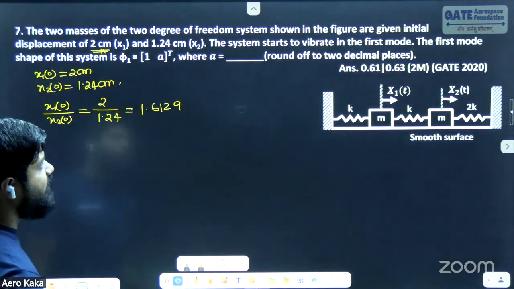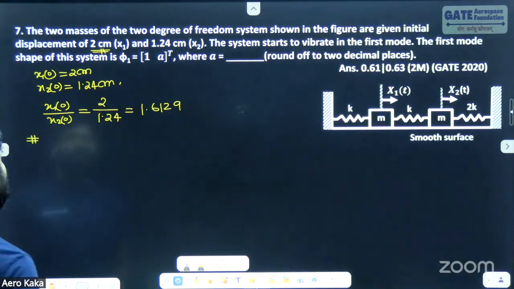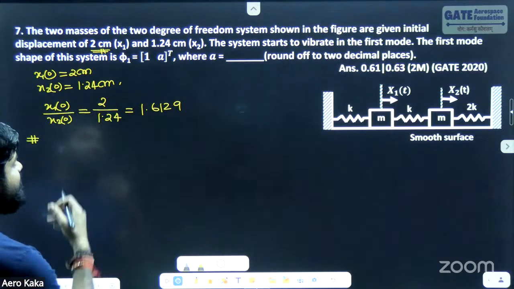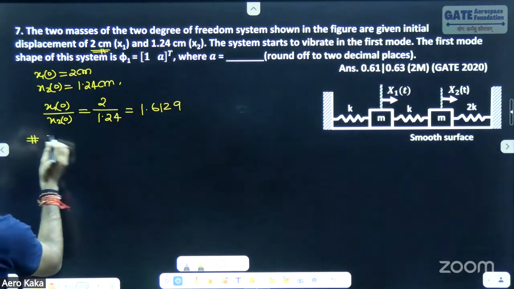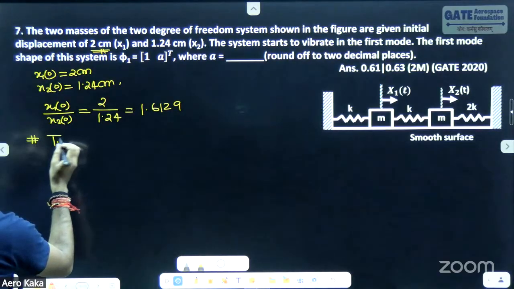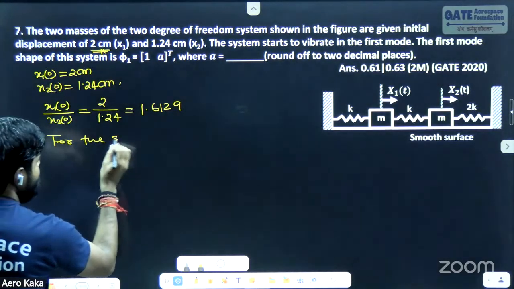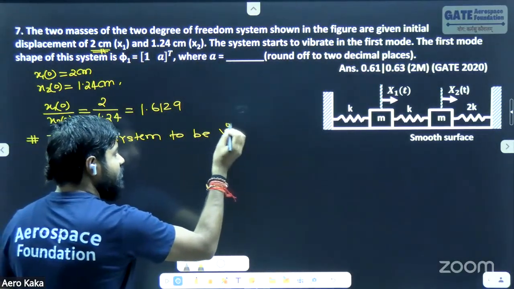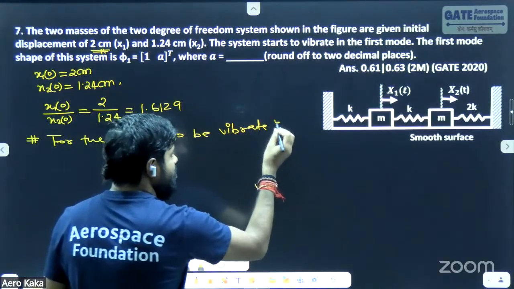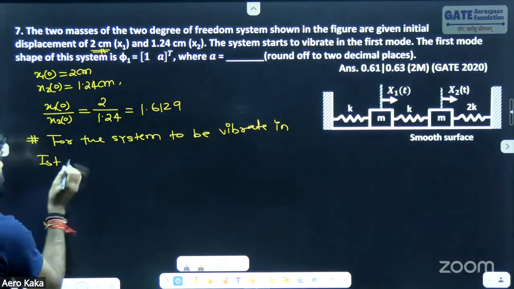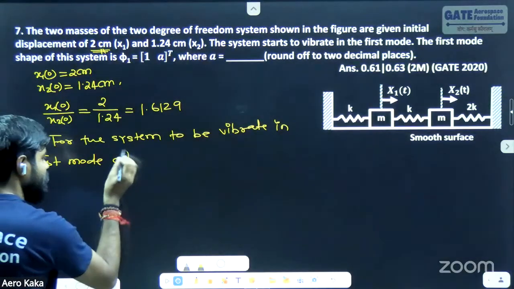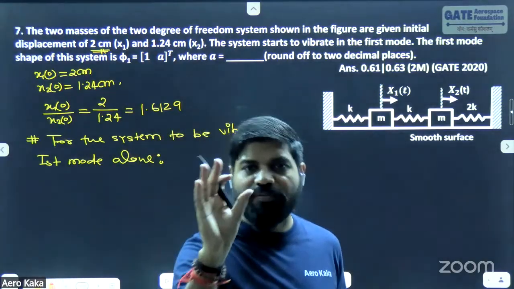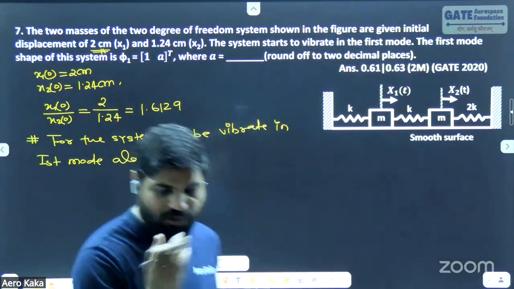The system starts to vibrate in first mode. The first mode shape of the system is this one, where A is this. Which case is this? It means the system vibrates in first mode alone. By default, you have to remember or understand that the initial velocities are 0. Then only this is possible.